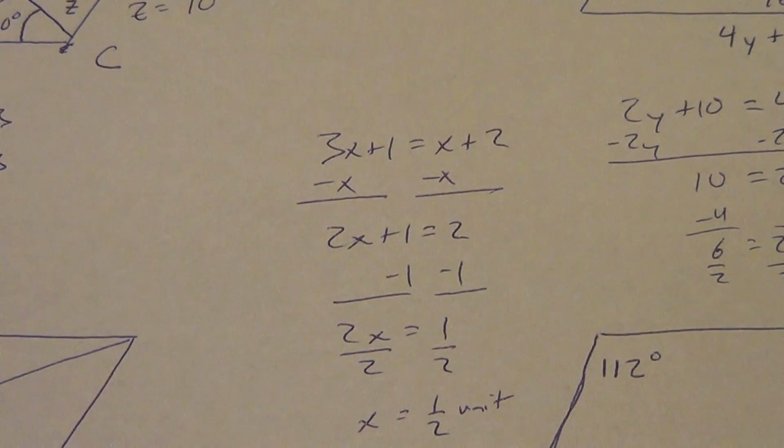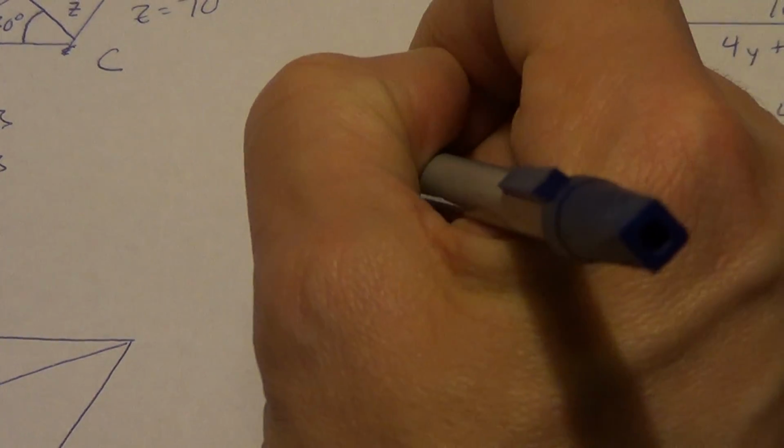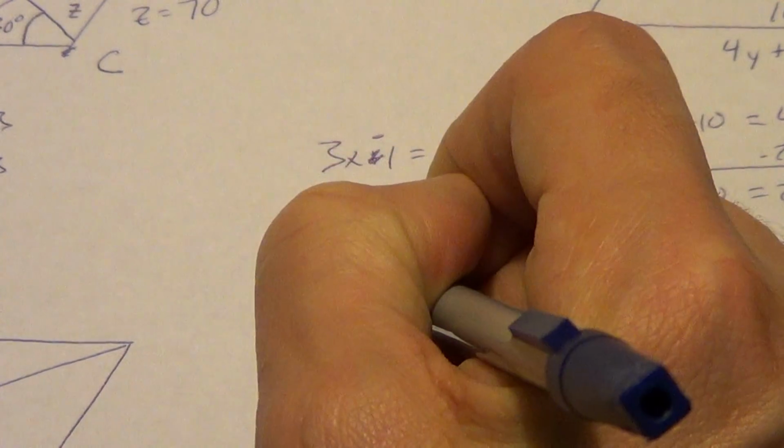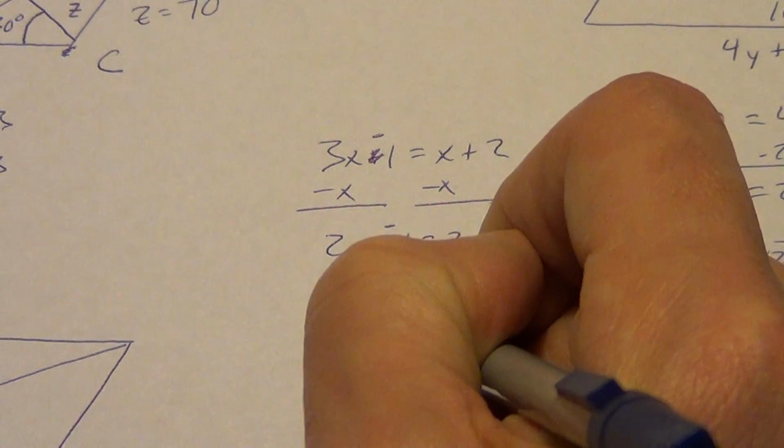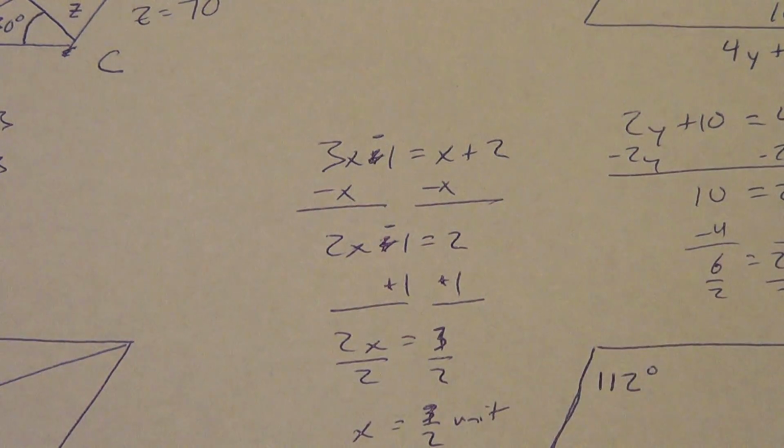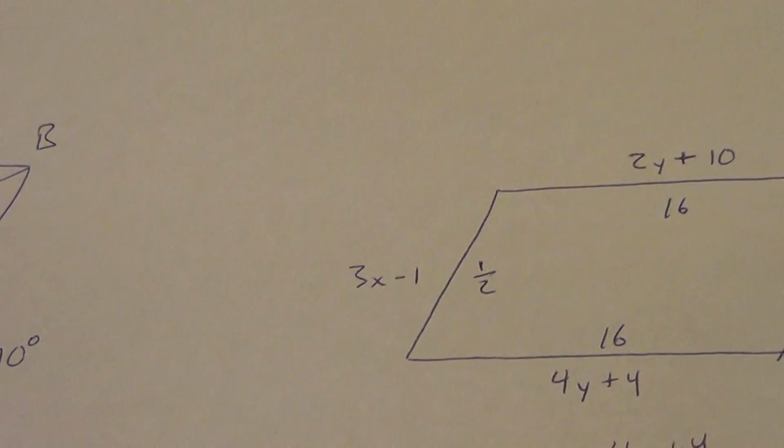All right, once again, maybe I did it on purpose, maybe I didn't. Let's fix that, though. This should be a minus 1. That should be a minus 1. That should be a plus. That should be a plus. That should be a 3 now, and then we get a 3 here. Okay, so now x equals 3 halves.